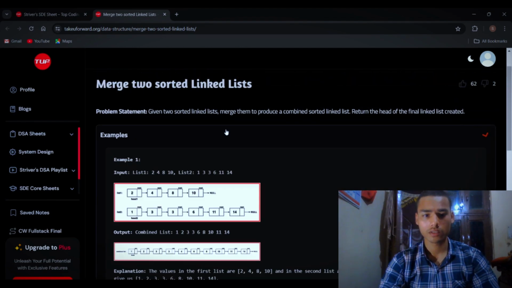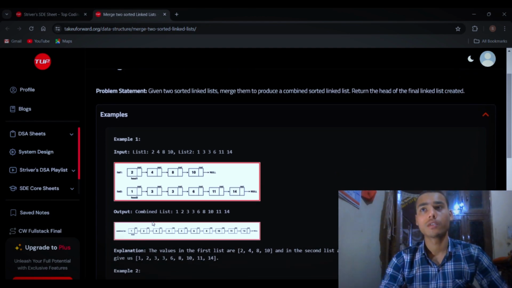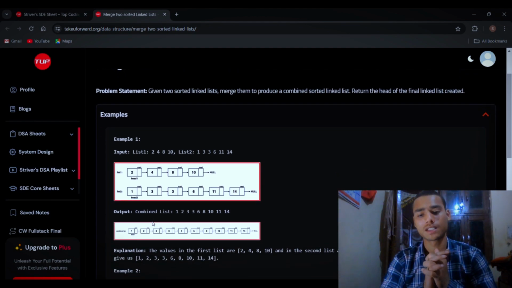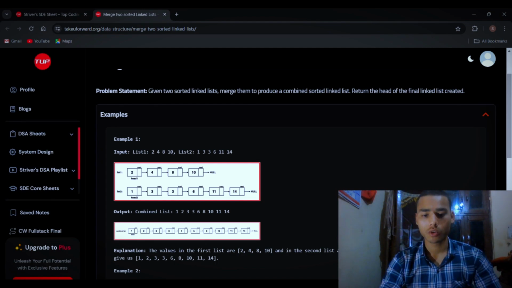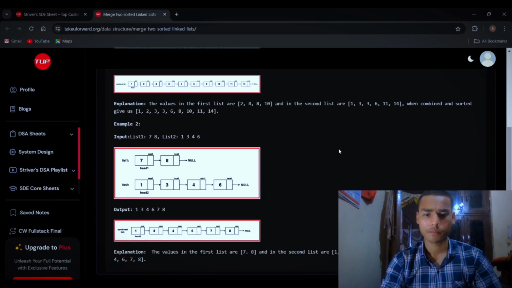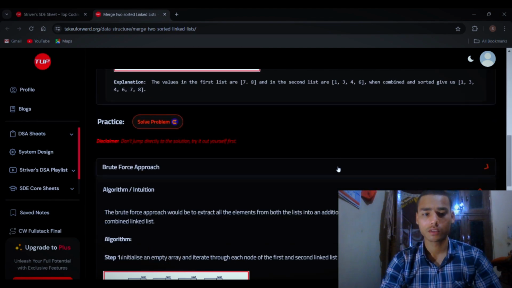You will first see what the problem is. You will first understand what the problem is. After understanding, you solve the question by yourself on a code editor, and solve it for 30 minutes. If you can't solve it after 30-40 minutes, you can then proceed to the solutions and see the solution.